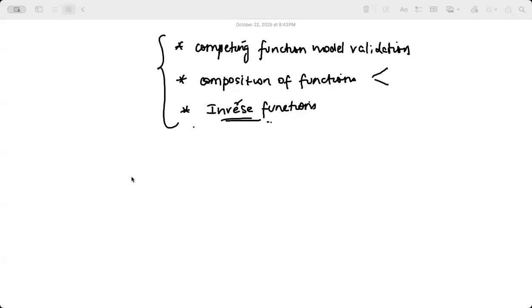Make sense? So the composition of functions is what you were asking, remember? And finding the domain and range was what was difficult, right? That's what Akash had asked as well. So we will cover that in detail. Competing function model validation is pretty simple, that is related to error and residuals. So let's quickly go over residual functions and residuals.